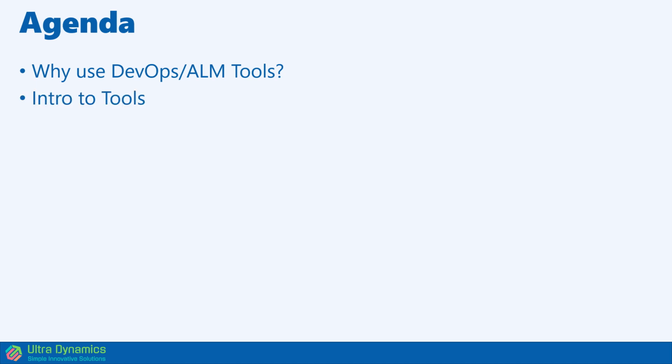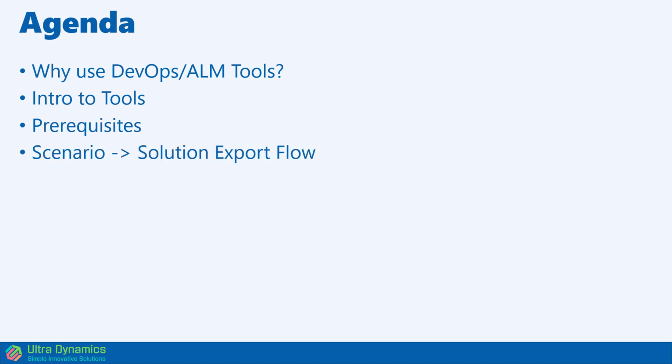Here is the agenda for today. I will start with a brief summary of why you should consider DevOps tools on your Power Platform projects. Next, I will give you an intro into the Power DevOps tools. Then I will move into the prerequisites that you will need to start using the tools. Before the demo, I will briefly explain the scenario and pattern that I will be using for the pipeline automation.